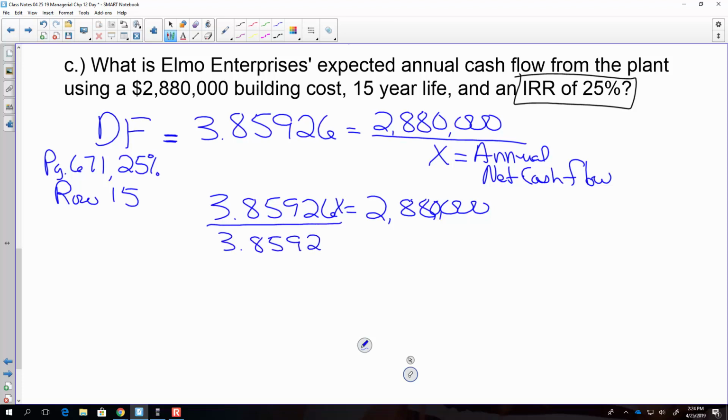Divide this side by 3.85926. X is equal to 7 something. 746,257. Oh, I got lots of answers this time.